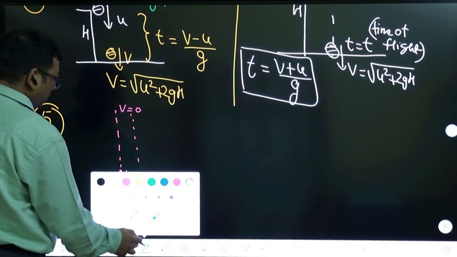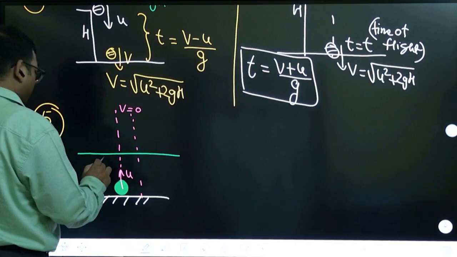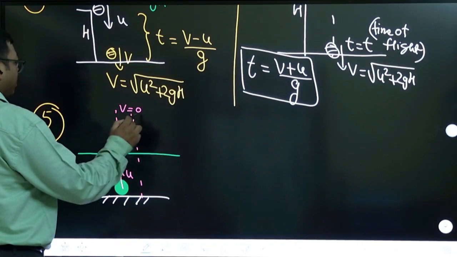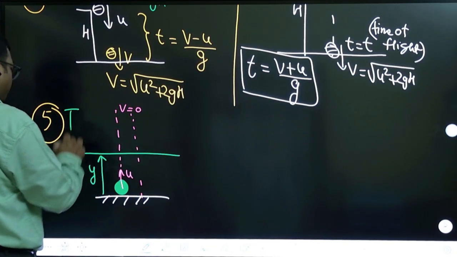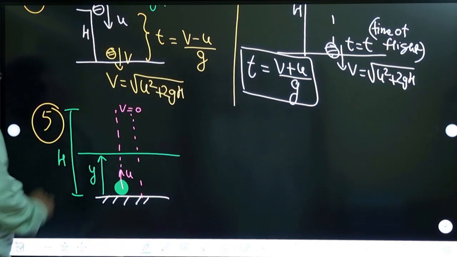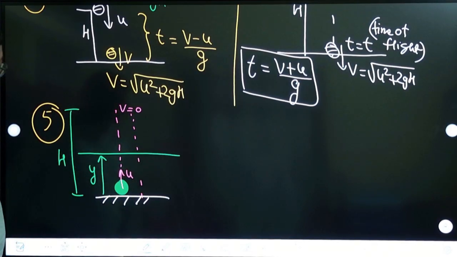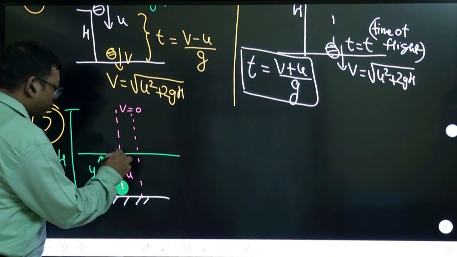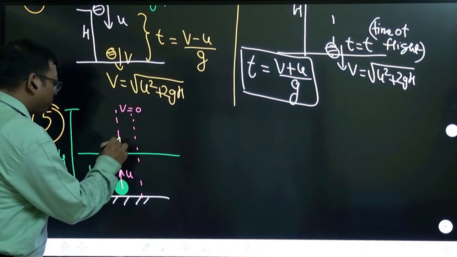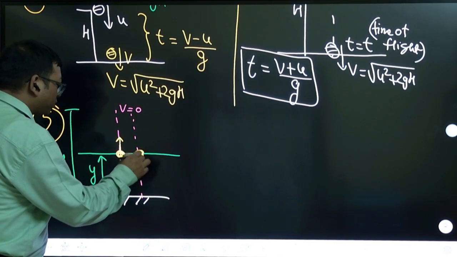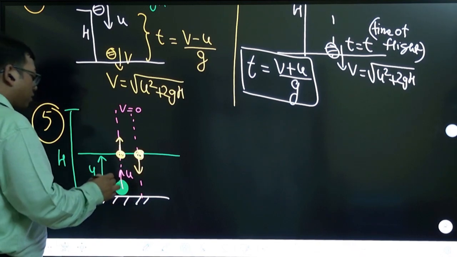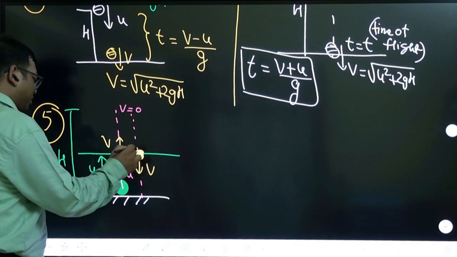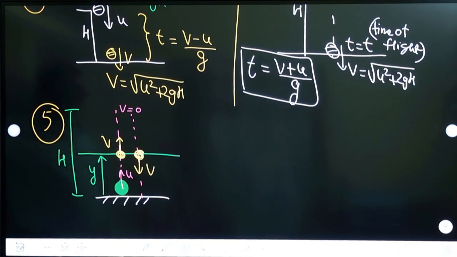So there is a particular level, let us say this height is y, and the total height may be capital H, the maximum height. But there is a level y where it is crossing two times, once while going up and once while coming down. Let us say here the velocity is v. So while going up and while going down, the same speed remains at that level.